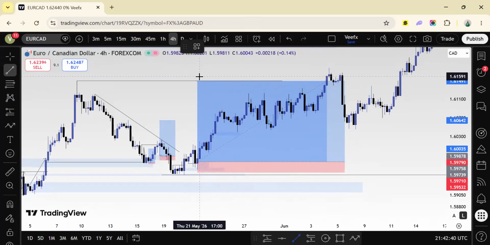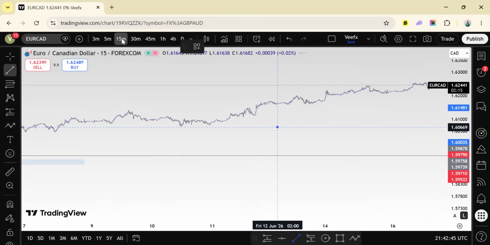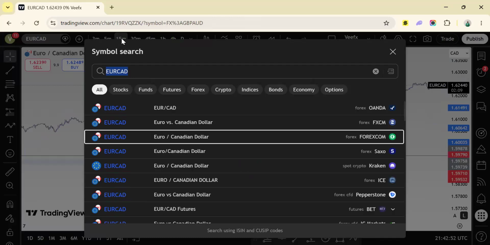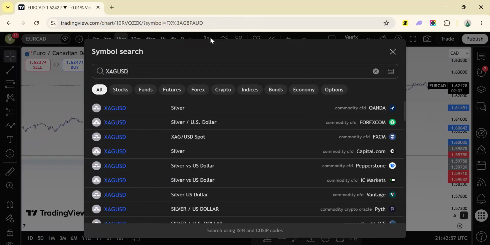Let me go to 15 minutes time frame where I got my confirmation from. But there's really no need for that. But let me give more examples. That take profit was small. Let me just use this silver.